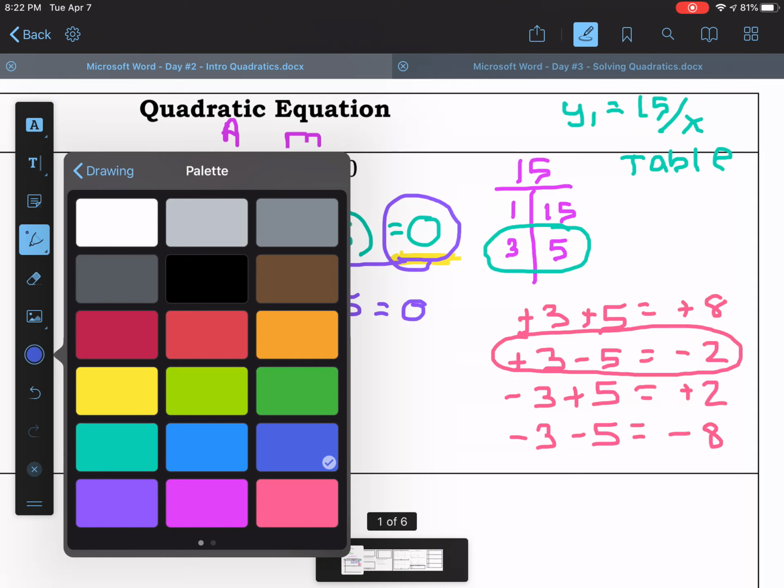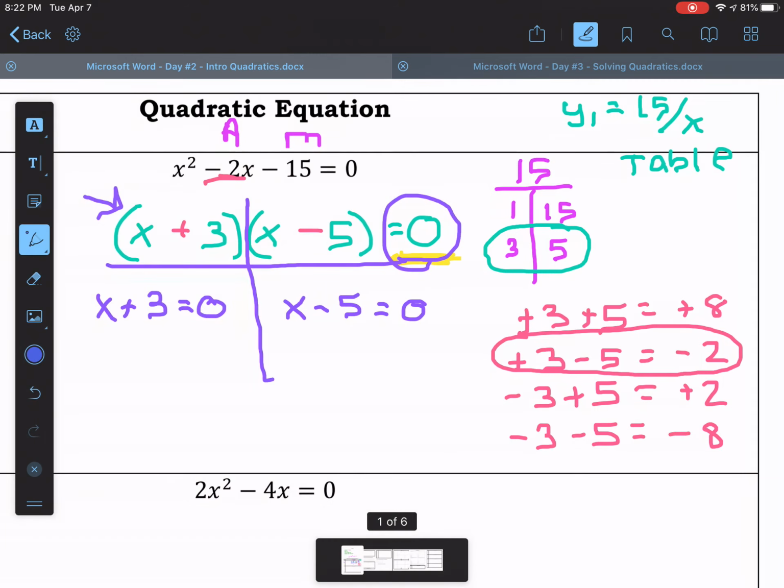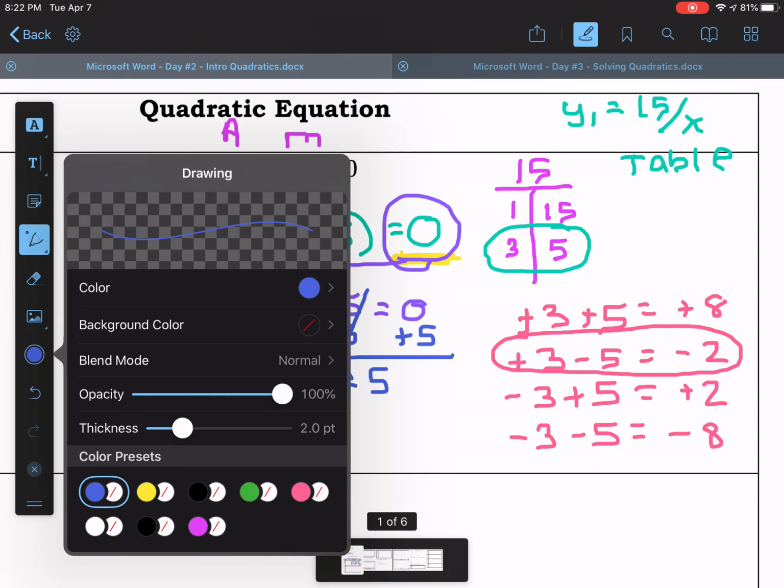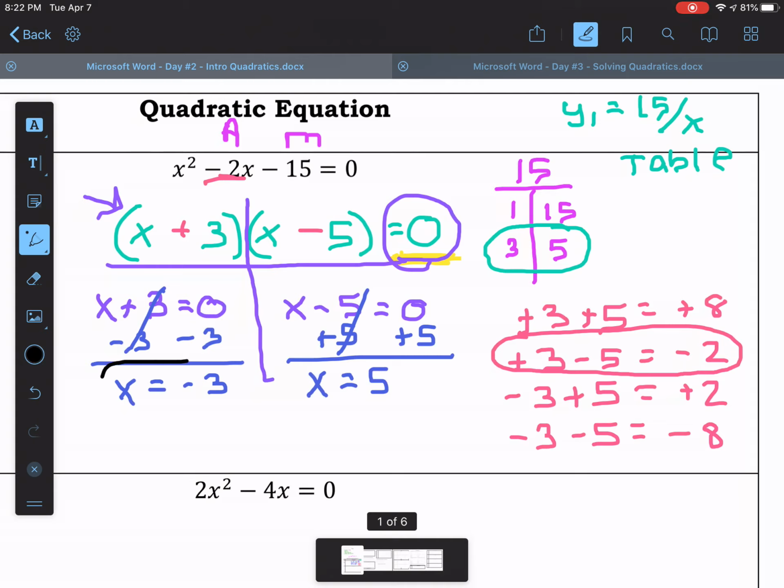All right, so now over here with the x plus 3 equals 0, we need to get the x by itself. So we're going to subtract the 3 on both sides. And 0 minus 3 is negative 3. Now over here we have x minus 5 equals 0. We want to get the x by itself, so we're going to add 5 to both sides. And we get x equals 5. And that, ladies and gentlemen, are our two answers.